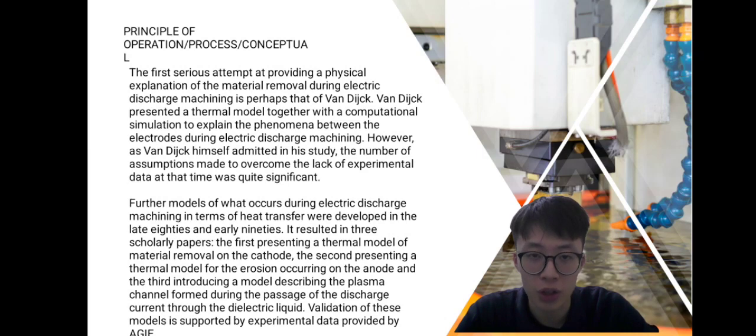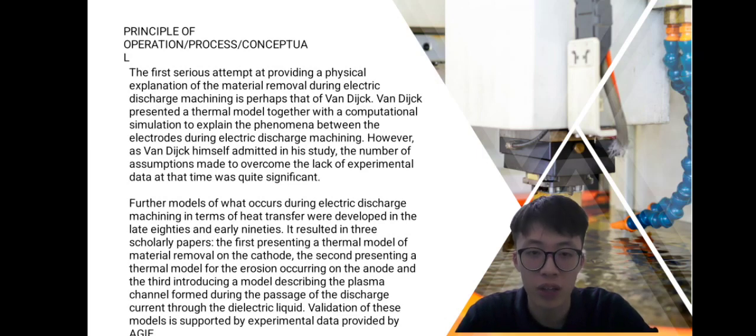Principle of operation, process conceptual. The first serious attempt at providing a physical explanation of the material removal during electric discharge machining is perhaps that of Van Dijk. Van Dijk presented a thermal model together with a computational simulation to explain the phenomena between the electrodes during electric discharge machining. However, as Van Dijk himself admitted in his study, the number of assumptions made to overcome the lack of experimental data at that time was quite significant.